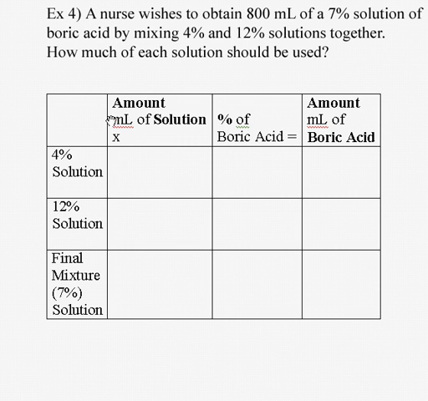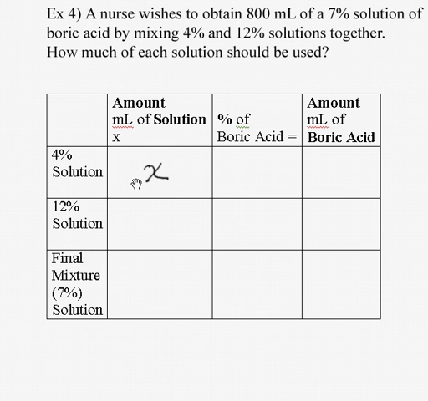Well, here's the chart. The amount, or milliliters of solution, x, the percent of boric acid that it contains. When we multiply those two together, that's what the x is for multiplication, we get the amount, or milliliters, of boric acid in the solution. We have our 4% solution we're starting with, 12% solution we're starting with, and our final mixture, which is the 7% solution we're ending with.